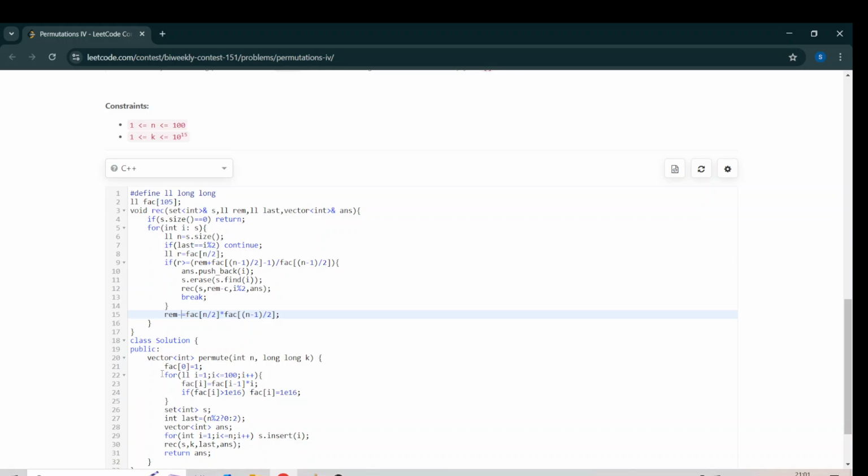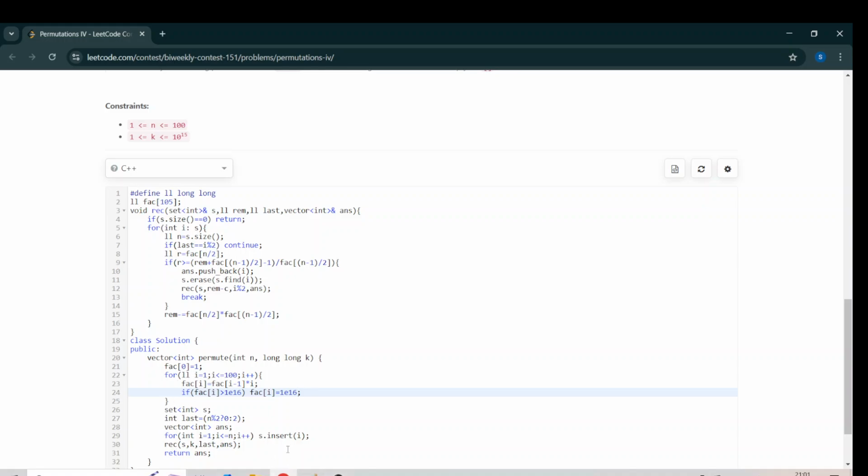Now here another part is interesting: in C++ if we do 100 factorial, that would be greater than the long limit. Okay, so that's why we have to find one. If the factorial of i is greater than 10 to the power 16, we are setting that value to 10 to the power 16, so that will be the maximum factorial of i value. Okay, that's what we are doing.